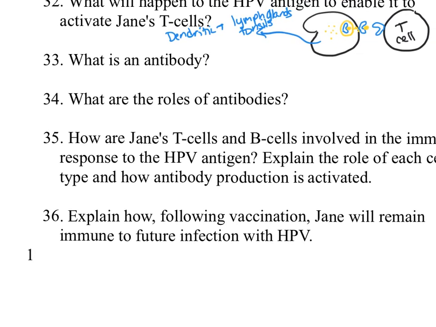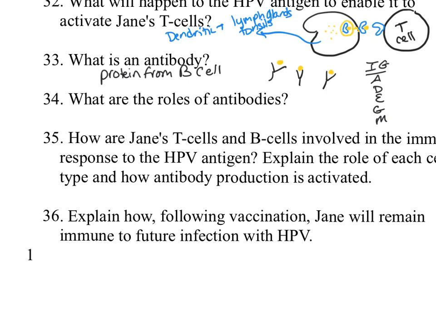Number 33, what is an antibody? An antibody is an immunoglobulin, which is a protein produced by the B cells. The antibody is able to bind to specific antigens. Antibodies circulate throughout the body. There are 5 different classes of antibodies: IgA, IgD, IgE, IgG, and IgM, each of which has different properties and different functions.